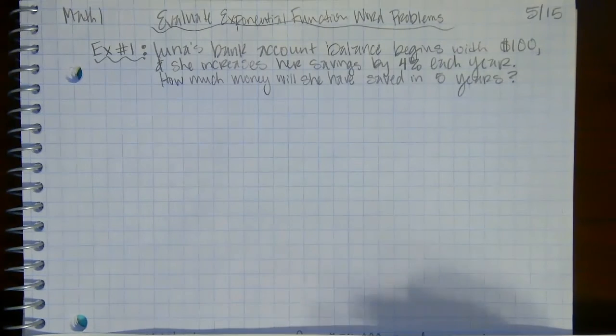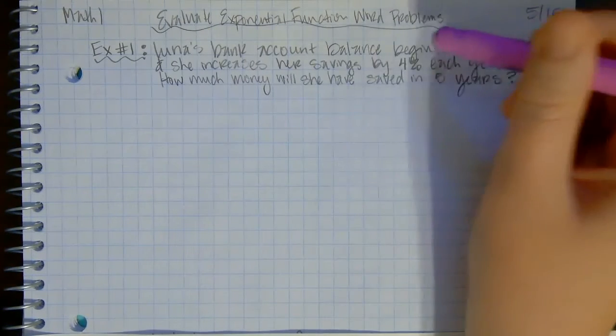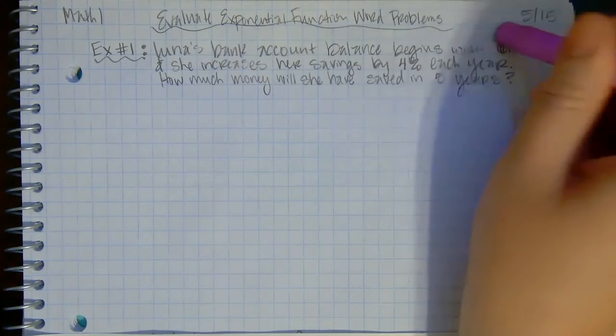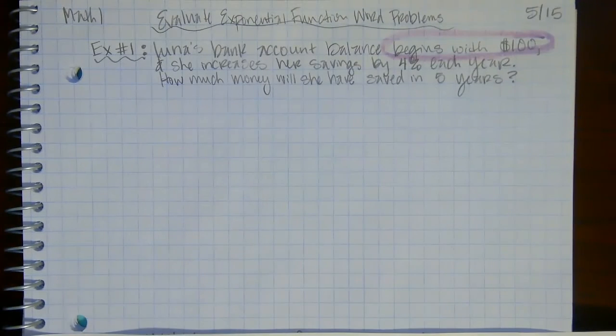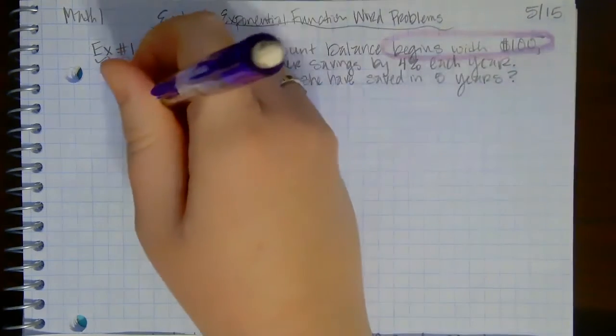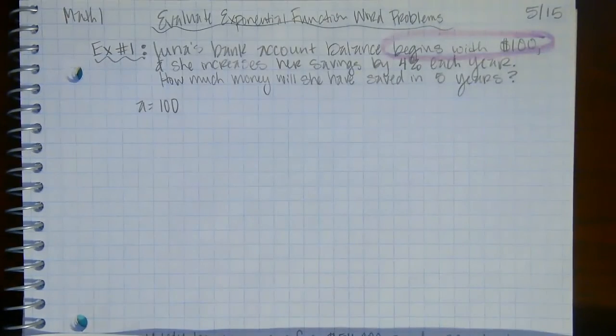Remember, our numerical information is always a good idea to take account of. So it says it begins with $100, so that's important. Now, you should be thinking, oh, begins with $100. That means that's my A value. That's my starting value. I'll take note of that as well.